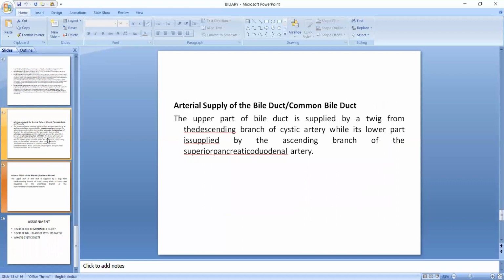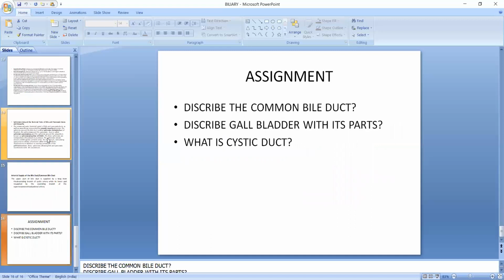Arterial supply of the bile duct or the common bile duct: the upper part of the bile duct is supplied by a twig from the descending branch of the cystic artery, while its lower part is supplied by the ascending branch of the superior pancreaticoduodenal artery.